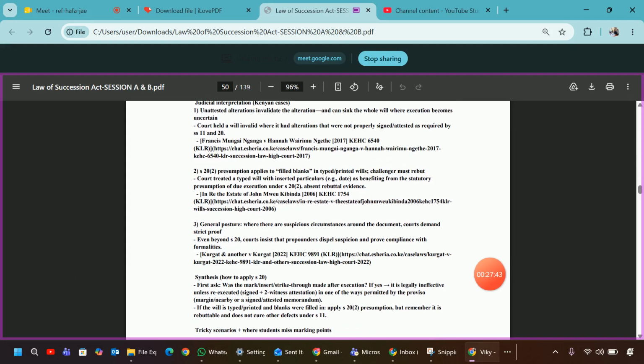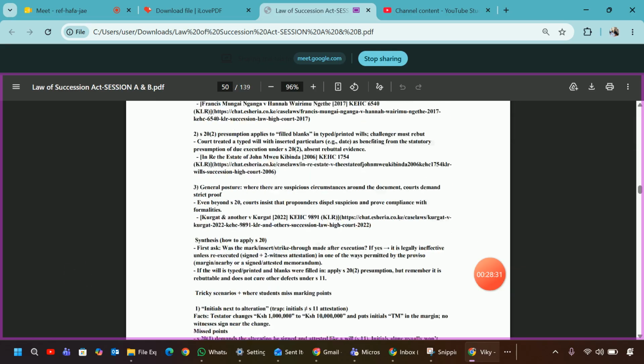Then key takeaway number 2 is that the Section 22 presumption applies to filled blanks in typed or printed wills. The challenger must rebut. In Re Estate of John Moi Kibindia 206, the court treated a typed will with inserted particulars, e.g. date, as benefiting from the statutory presumption of due execution under Section 20. Where it is absent, rebuttal evidence was considered. Then 3, general posture: where there are suspicious circumstances around the document, courts demand strict proof. Even beyond Section 20, courts insist that propounders dispel suspicion and prove compliance with formalities. Kurgat vs. Kurgat, decision 2022.